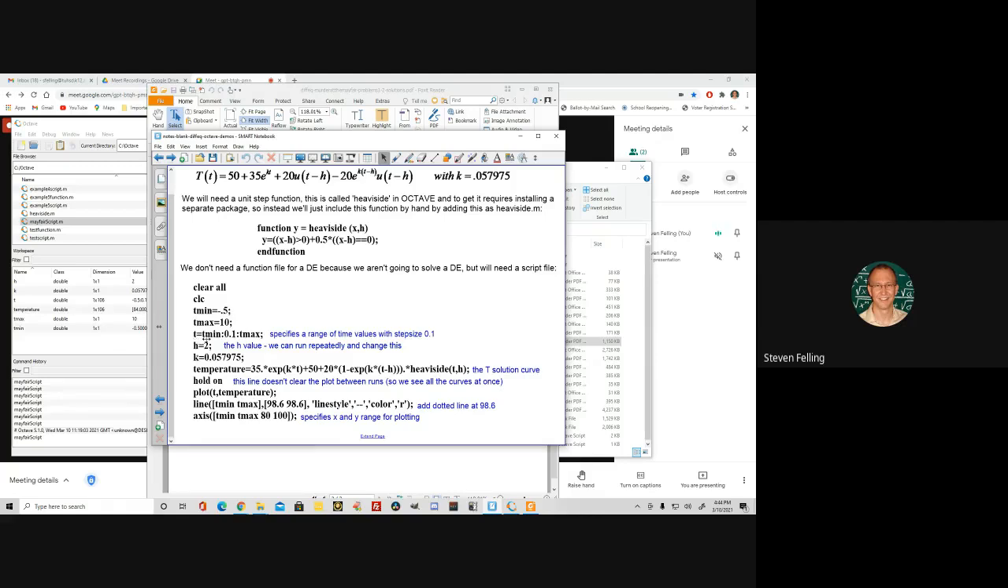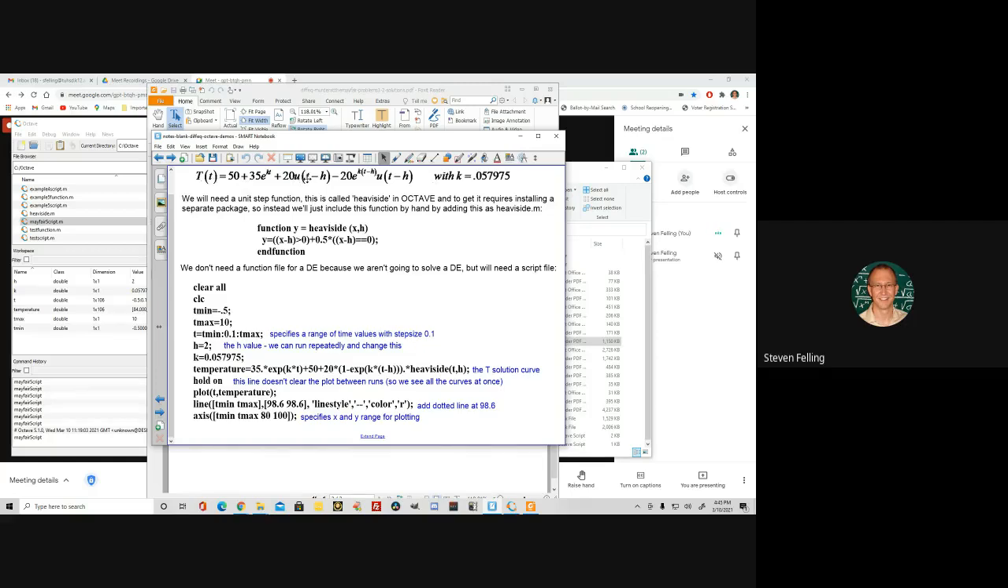But this line here, t equals tmin colon 0.1 colon tmax, specifies a range of time values along with a step size. It means consider all the times between the minimum and the maximum time, which are defined with these constants, and do that in steps of 0.1 hours. Okay, h, this is the value for the time that the body was moved in hours prior to 6 a.m. We're going to repeatedly run this with changing that to different values. And then here's our k constant. I'm just going to enter it here rather than having to type it into the equation. And then I'm just going to enter this temperature equation as a function of time directly.